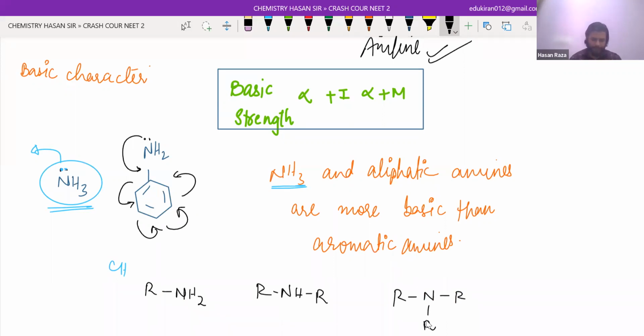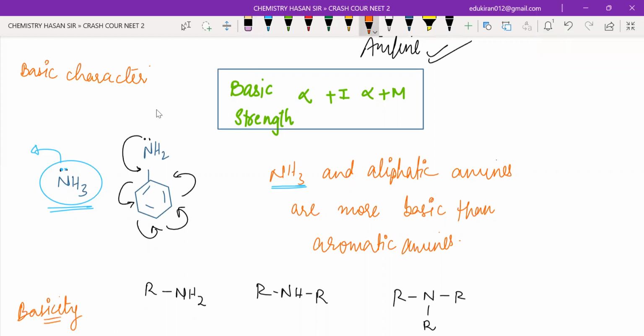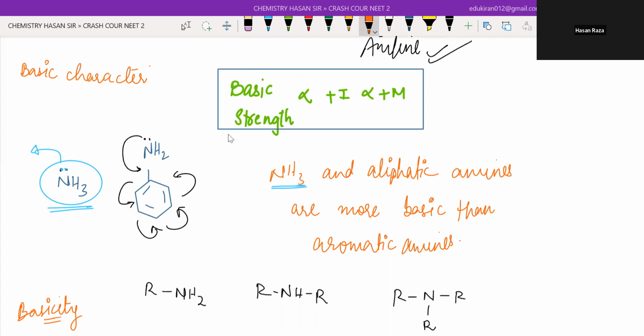Any answer? Third one. Which one will be more basic? Basically, you need to arrange this in increasing or decreasing order of basic character, basicity. Any answer? Third one will be more? See, no answer, not at all.